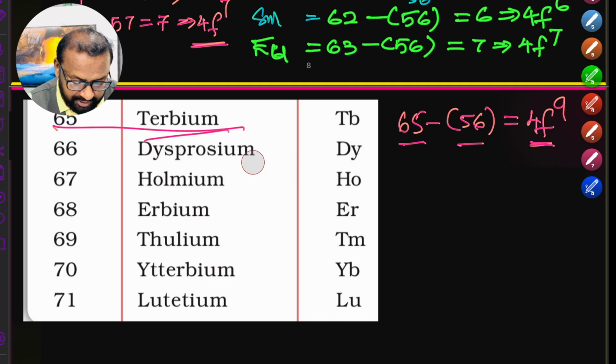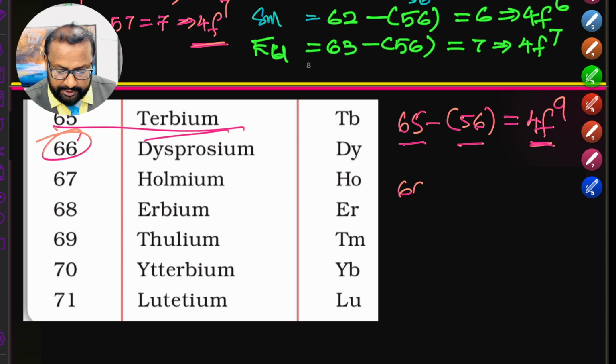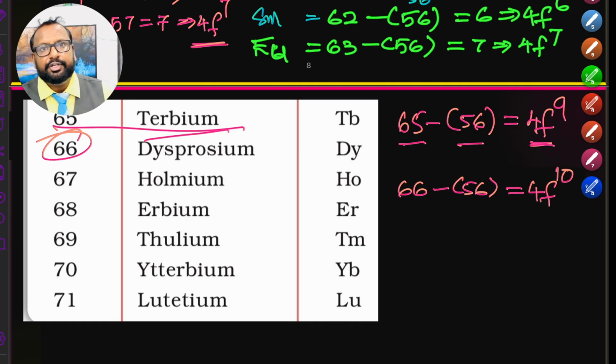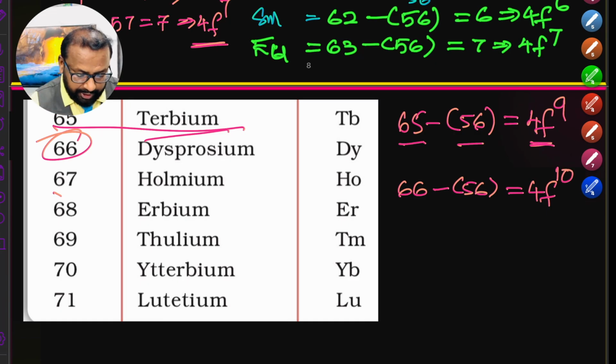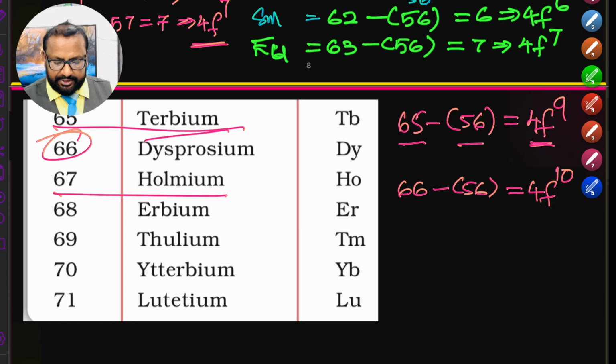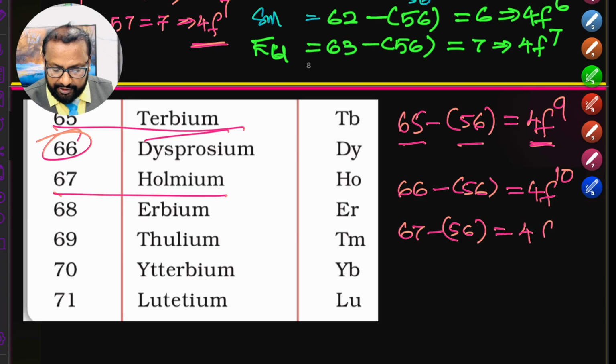Let us go for dysprosium. Dysprosium is 66. So it is 66 minus 56, exactly 10. So it will have 4f10 configuration. Holmium has 67. So it is also 67 minus 56. So f equal to how much? 11 electrons are here.